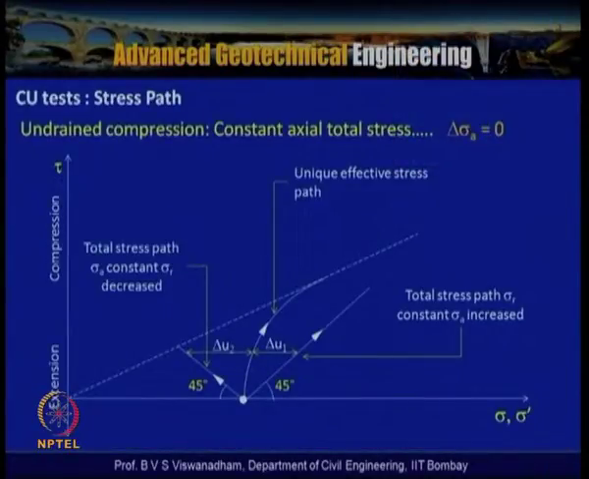So when this is the constant axial stress, the total stress path is sigma r, with constant sigma a increase, and it goes like this. And the unique effective stress path is possible like this, with the variation of AF. And for the total stress path with sigma a constant and sigma r decrease, it traverses like this.